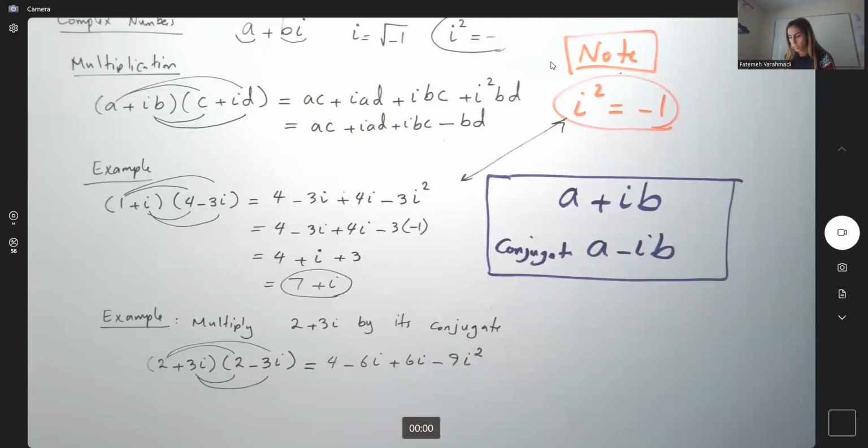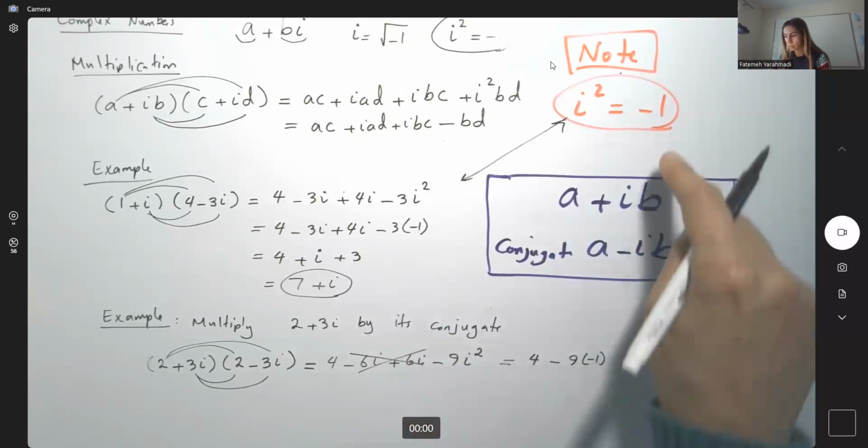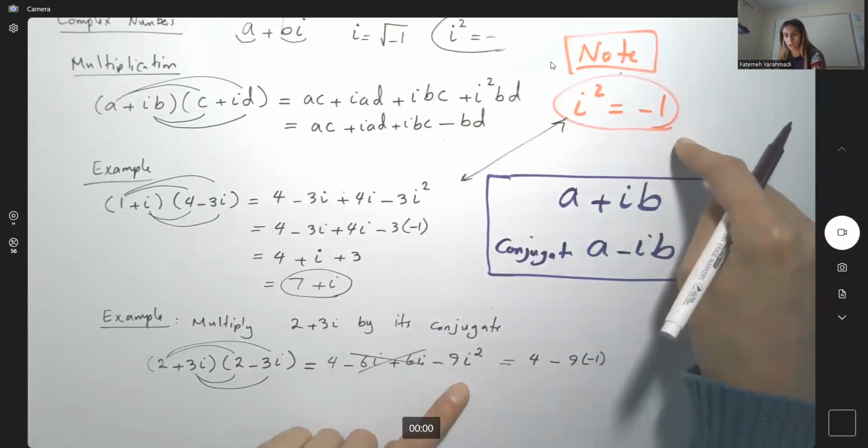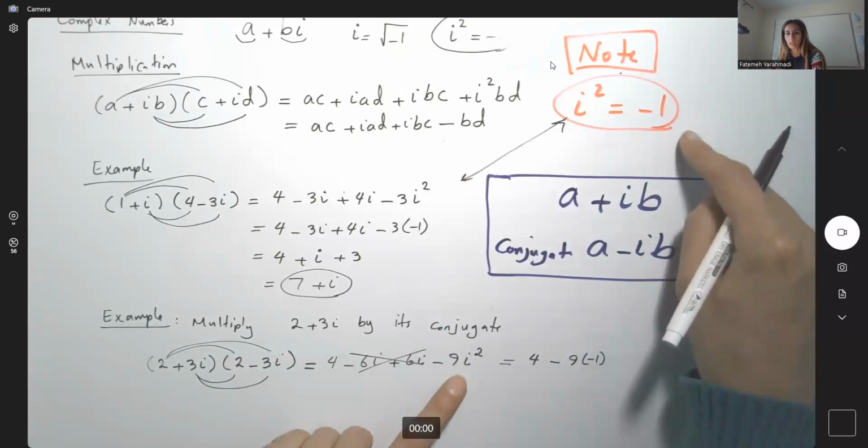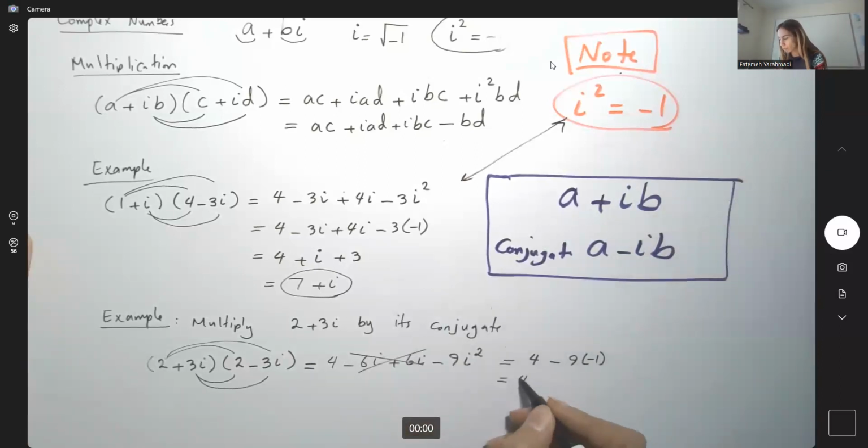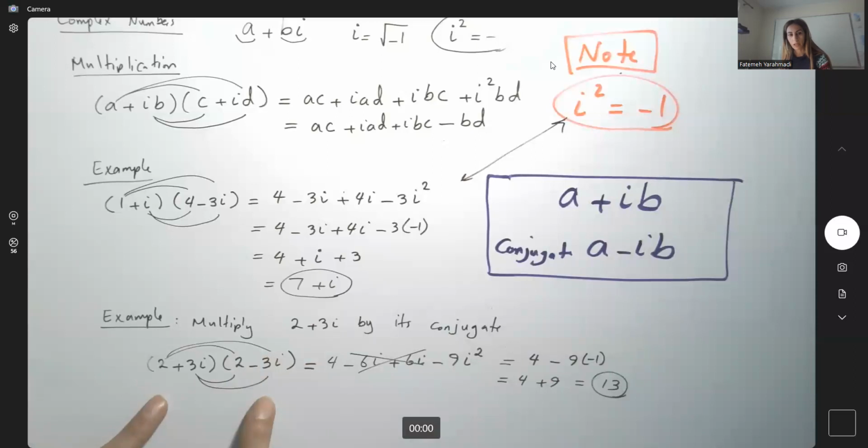Very good. You can quickly see that -6I and 6I, they're opposite of each other, they cancel out. So you're left with 4 minus 9, and I squared is -1. So wherever you see I squared, you quickly substitute -1 for that. Here you have 4, multiplication comes first, -9 times -1 is positive 9, so the outcome is 13. When you multiply a complex number by its conjugate, the outcome is always a real value.